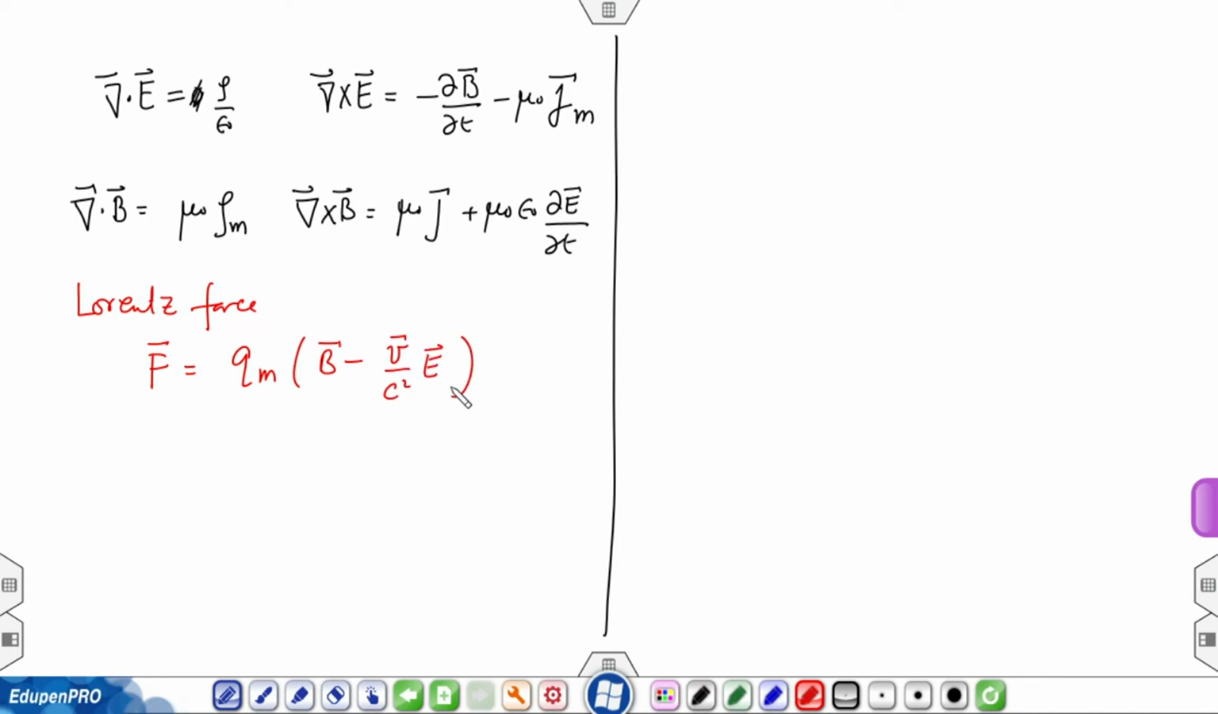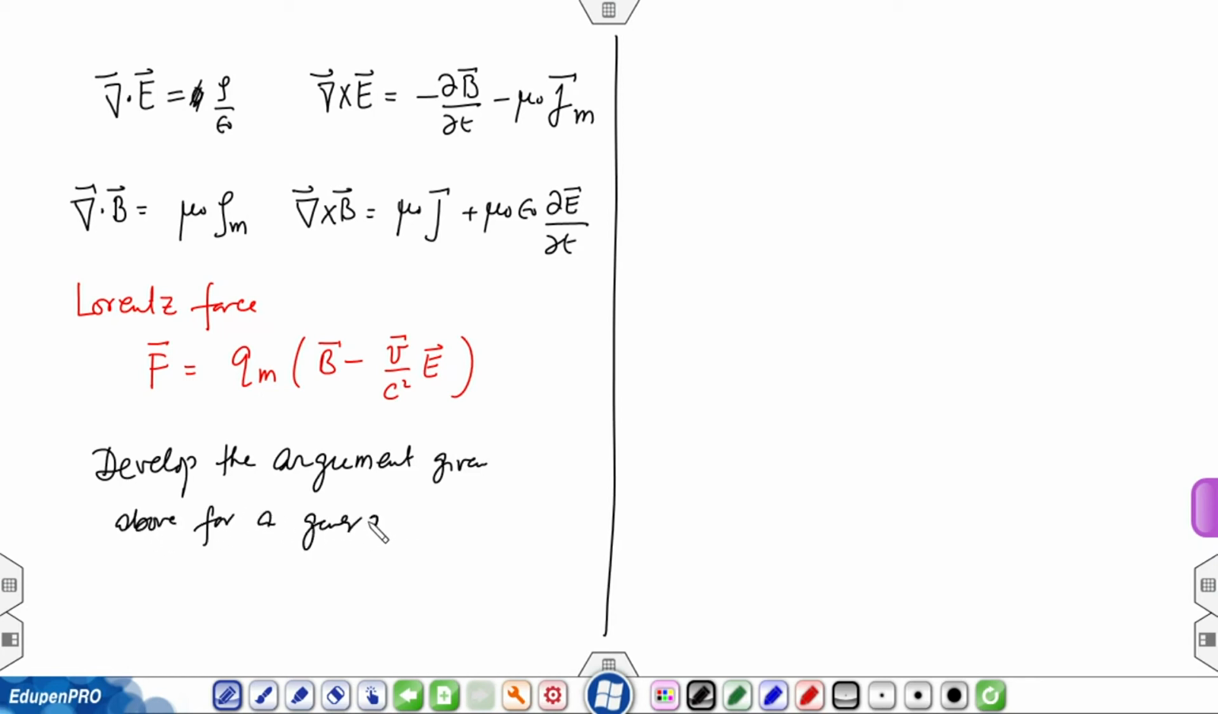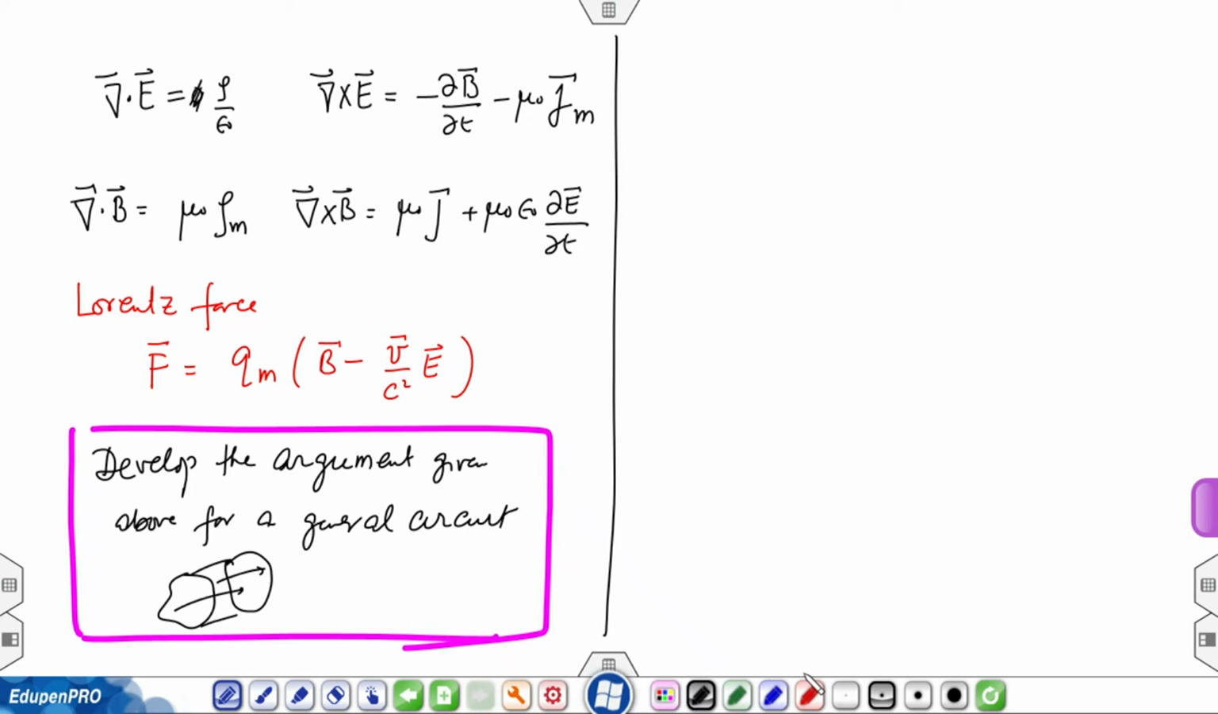What I would like you to do is develop the argument given above for a general circuit. That means there is a general circuit and it is moving, just like we did when we showed the equivalence of Faraday's law to moving circuit EMF or the motional EMF. So, we have gotten everything that we need for doing mathematics with magnetic monopoles also.